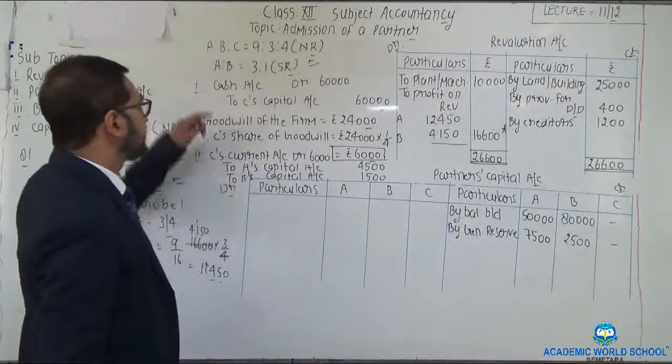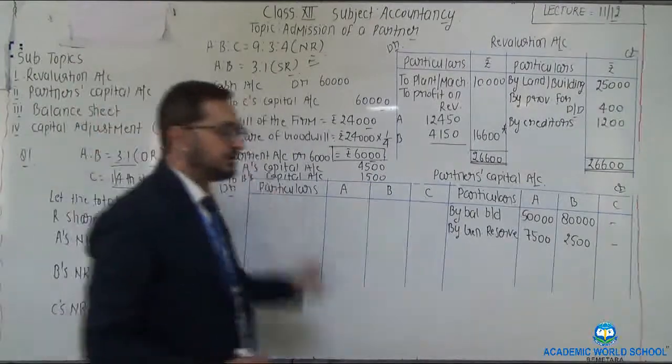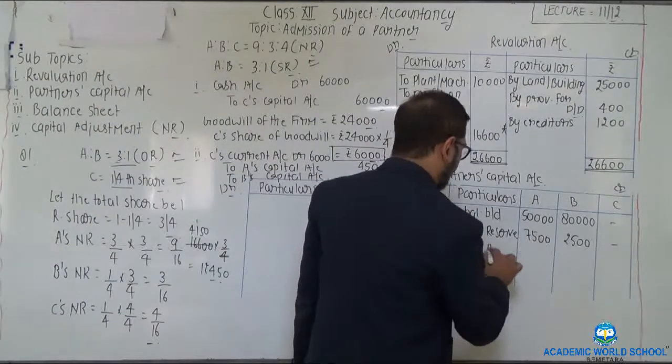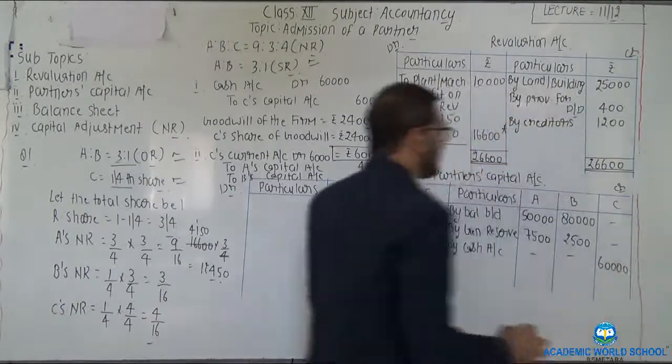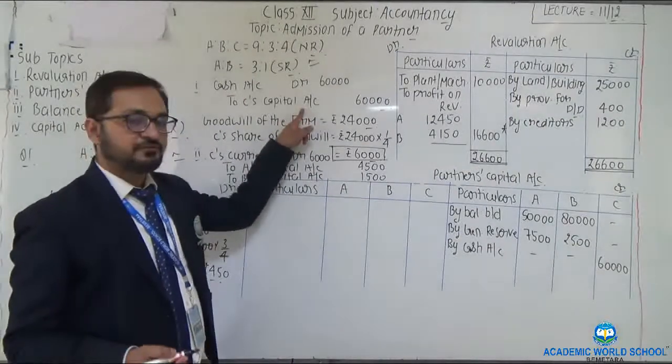After that, the journal entry which we have passed earlier: Cash account Dr. to C's capital. C is placed on the credit side. So on the credit side, write down "By cash account", amount to be placed in C's column, rupees 60,000, as he brings 60,000 as his share of goodwill.